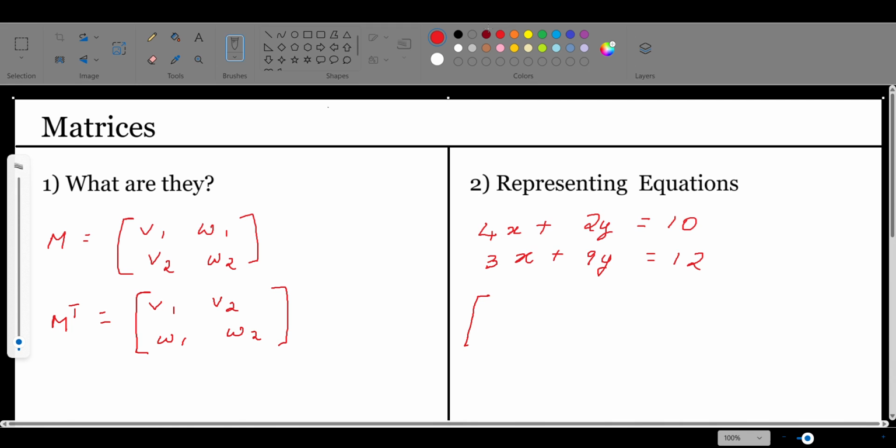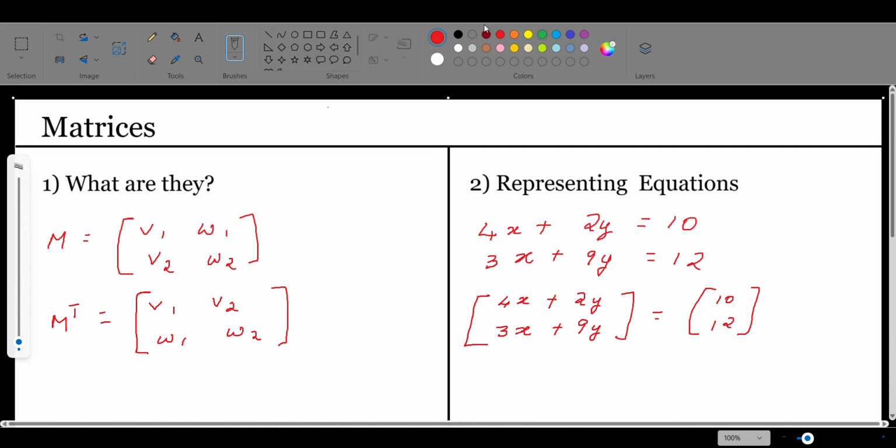We say this is equal to 4x plus 2y, 3x plus 9y equals 10, 12. Make sense? LHS equals RHS. Same thing being done as the two equations, but this time we write it in matrix form. The right hand side matrix is a column vector of the two results. The left hand side is a vector of the two equations.